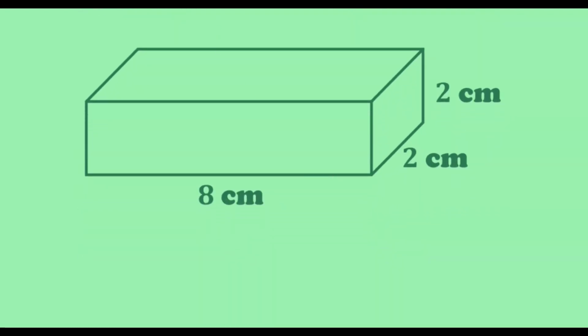Here we can see that the length of the rectangular prism is 8 centimeters. The width can be seen to be 2 centimeters, and the height is 2 centimeters. So let us determine the volume. Now the volume will be equal to the length times the width times the height. So we end up with 8 times 2 times 2.